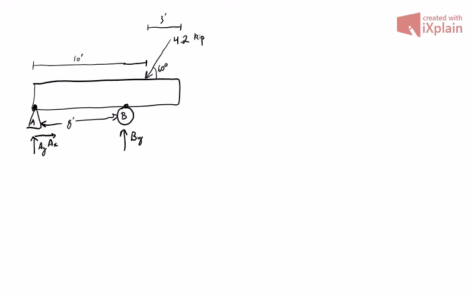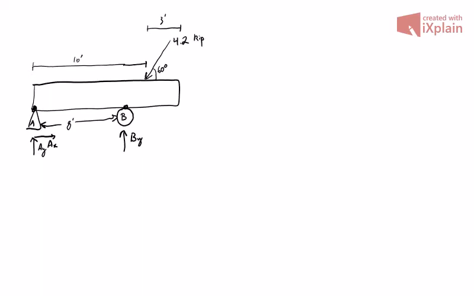All right, if we go ahead and look, we have an 8-foot distance between points A and B. We have a 10-foot distance between point A and the applied force, and then we have this force applied at a 60-degree angle to the beam itself. All right, so again, statics problems, so we're going to start off the exact same way.